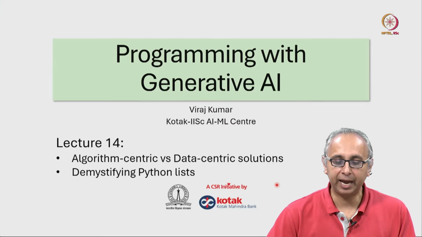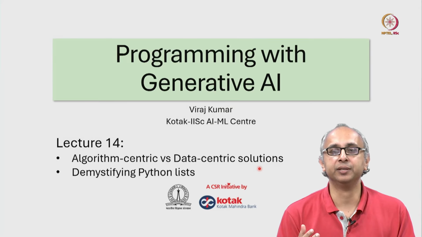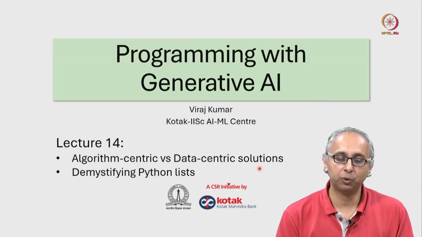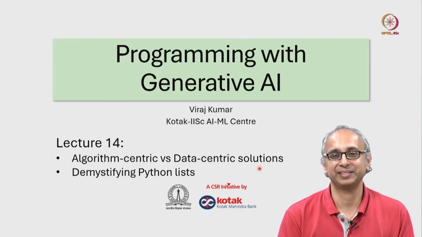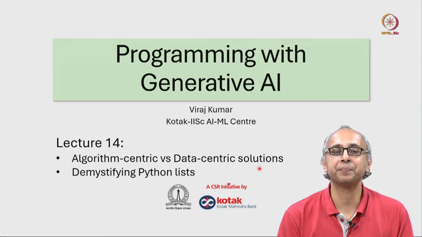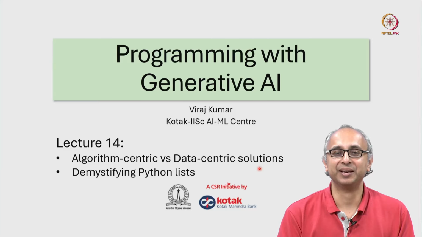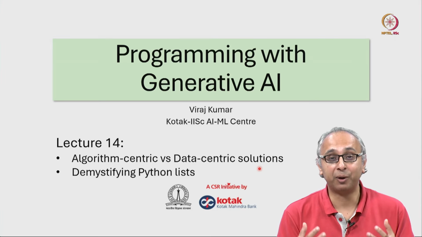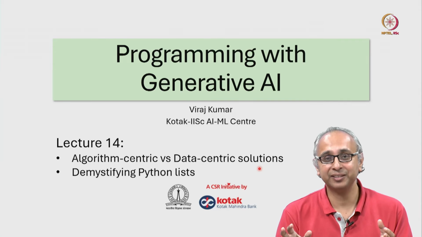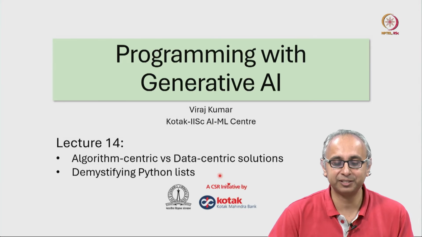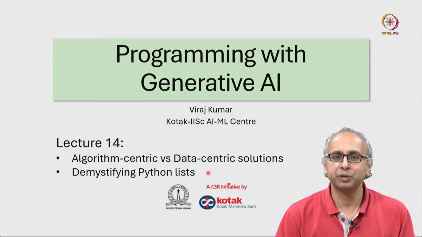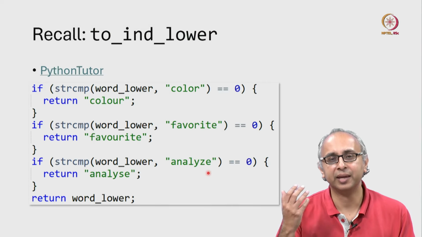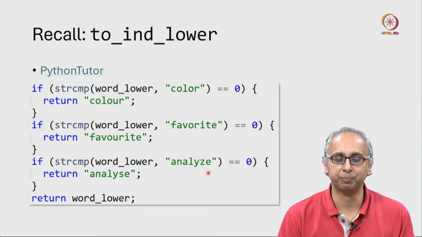We're going to take a look at two important ways in which we can improve the code that we write. We call these algorithm-centric improvements and data-centric improvements or solutions. In addition, in this last lecture, we will leverage our understanding of Python and C to demystify something about Python lists. So let's get started with an example that we saw in our previous lecture.